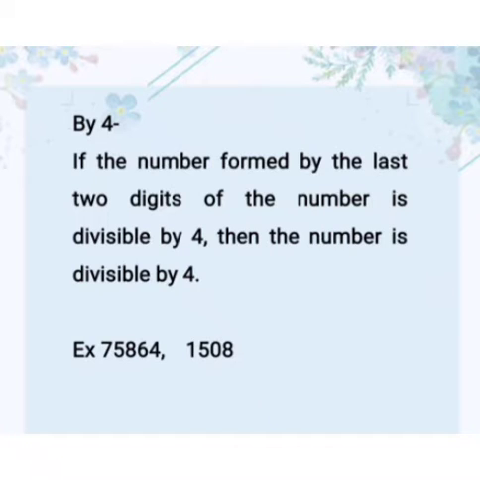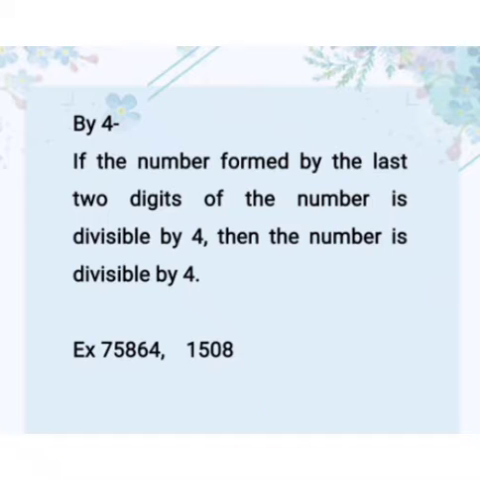75,864. Children, we will just see the last two digits, 64. So, 64 is divisible by 4 or not? We will see. Dividing 64 by 4 and we find 16 as the quotient, leaving 0 as the remainder. That means because 64 is divisible by 4, so full number will be divisible by 4.